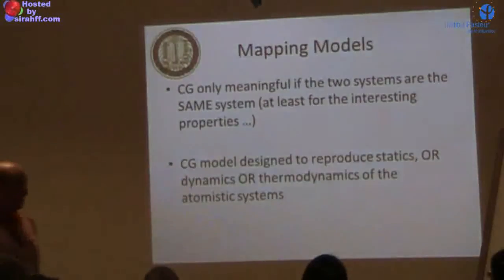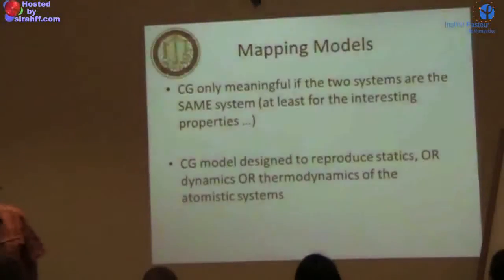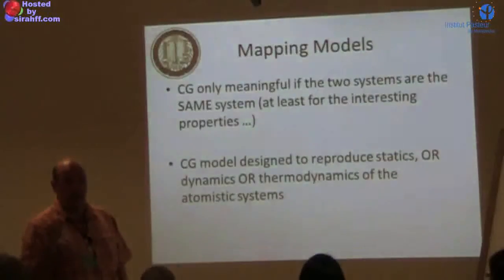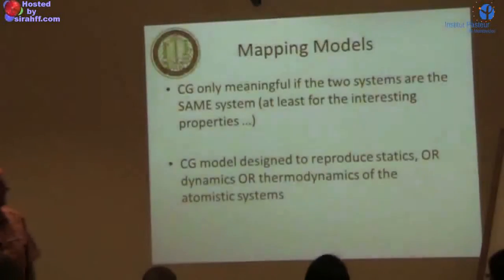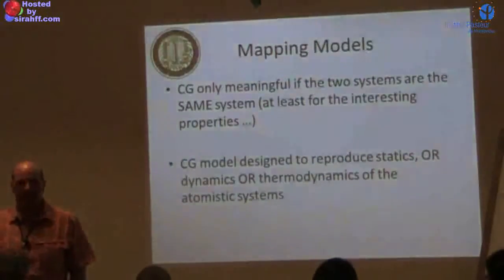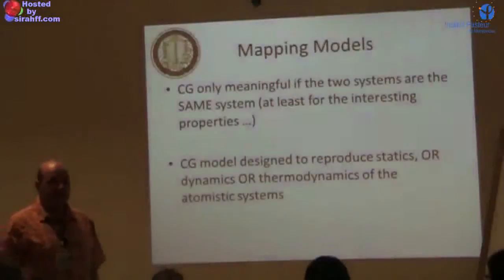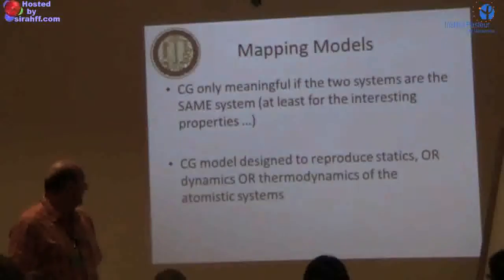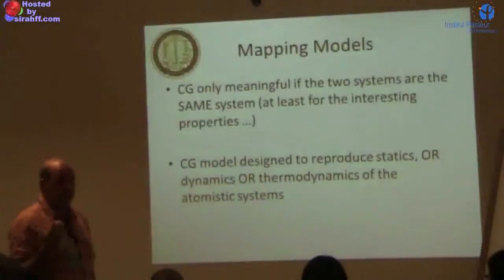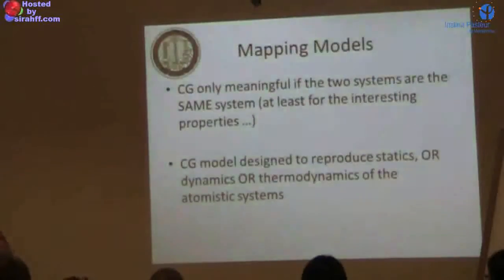So, a bit more specific now. What I'm doing is mapping models. Systematic coarse graining is only meaningful if the two systems you're talking about are to some extent the same system. Otherwise, obviously, we cannot say the one is the coarse-grained version of the other. So at least for the interesting large-scale properties, we have to have a correspondence between them. And that is what this whole thing is about.